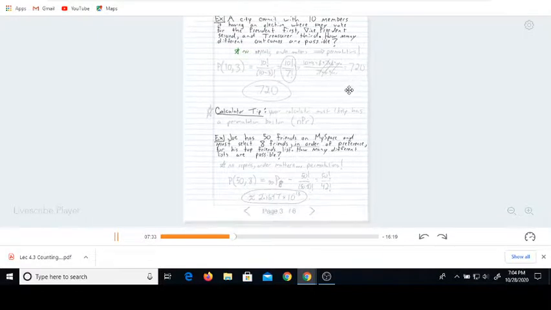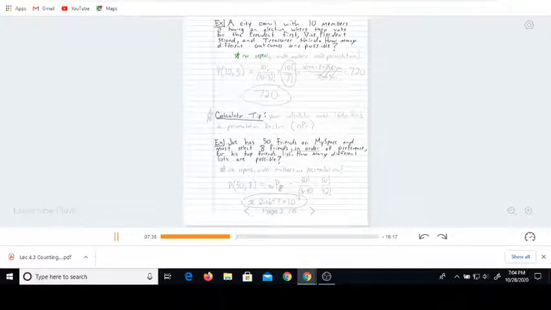So, looking at this problem, no repeats. Order matters. That tells you we're working with permutations. So P for permutations, we have 10 members. We are picking 3 of them for those 3 positions. So now we just use that formula on the last page. That equals 10 factorial over 10 minus 3 factorial. So that's 10 factorial divided by 7 factorial.